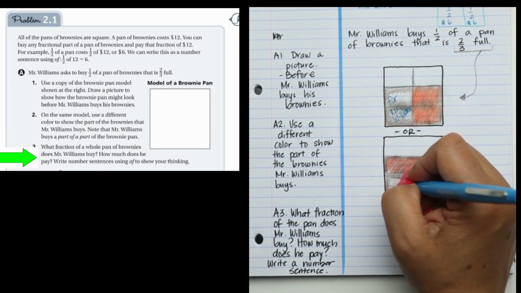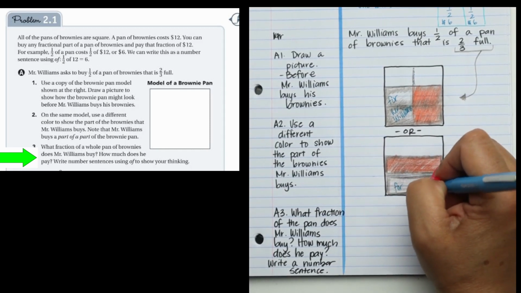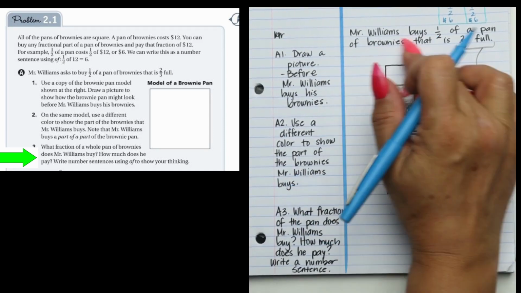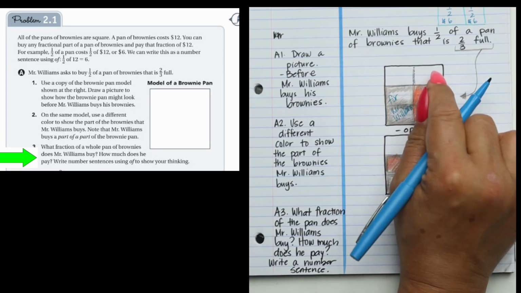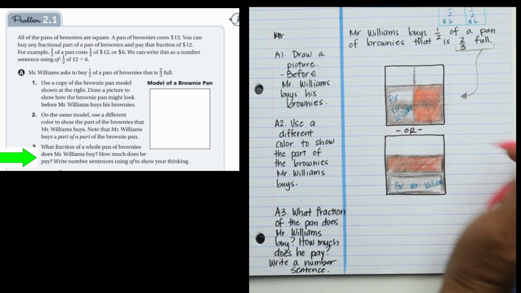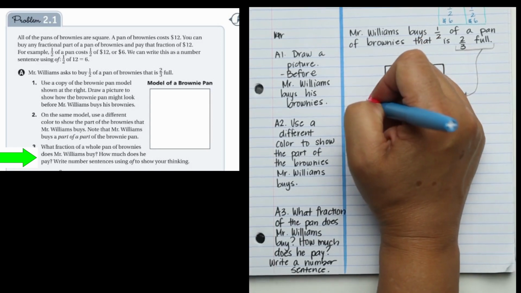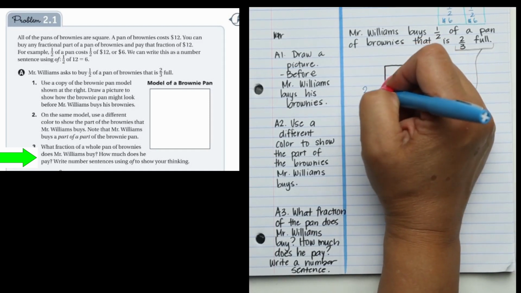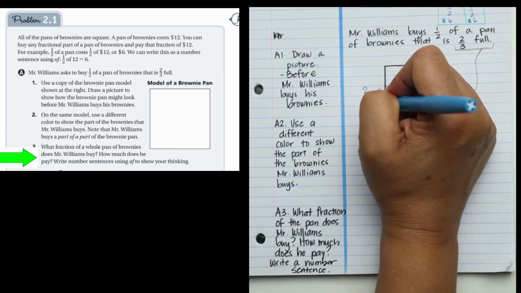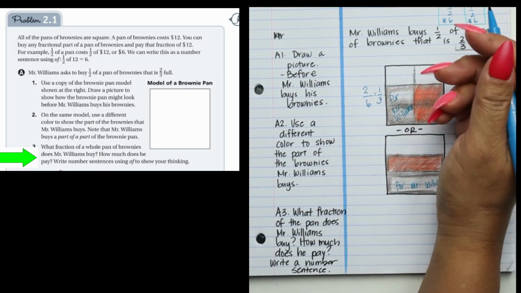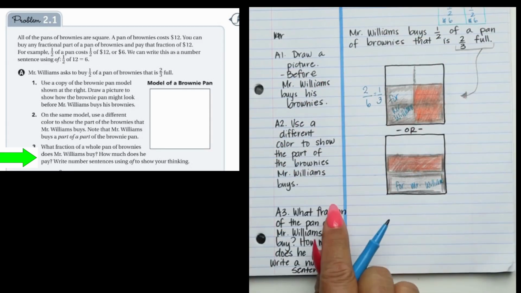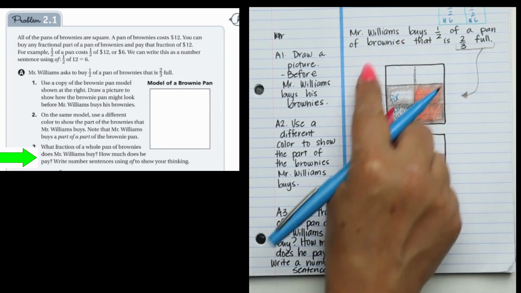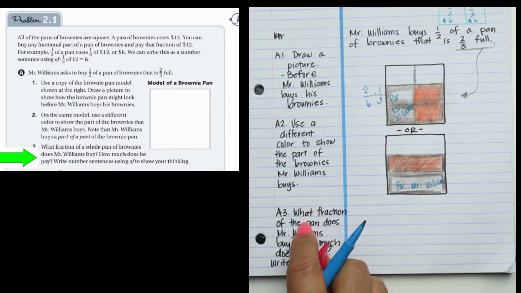And this one for Mr. Williams. Now we have to find out how much of the whole thing does he buy. There are 1, 2, 3, 4, 5, 6 equal pieces. And of those 6, 2 of them are for Mr. Williams. We can also say that's 1/3 of a pan of brownies, because they want to know of the pan. So Mr. William buys 1/3 of a whole pan of the brownies.